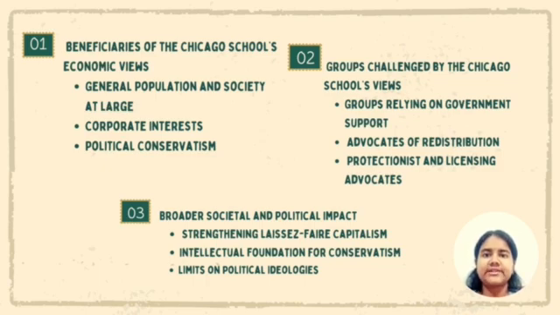Milton Friedman's books such as Capitalism and Freedom and Free to Choose popularized these views among the general public and policymakers. Intellectual foundation for conservatism: the Chicago School filled a vacuum in intellectual conservatism, becoming a cornerstone for free market advocates during the mid-20th century. This influence was amplified by economists who could effectively communicate complex ideas in ways that resonate with the public.